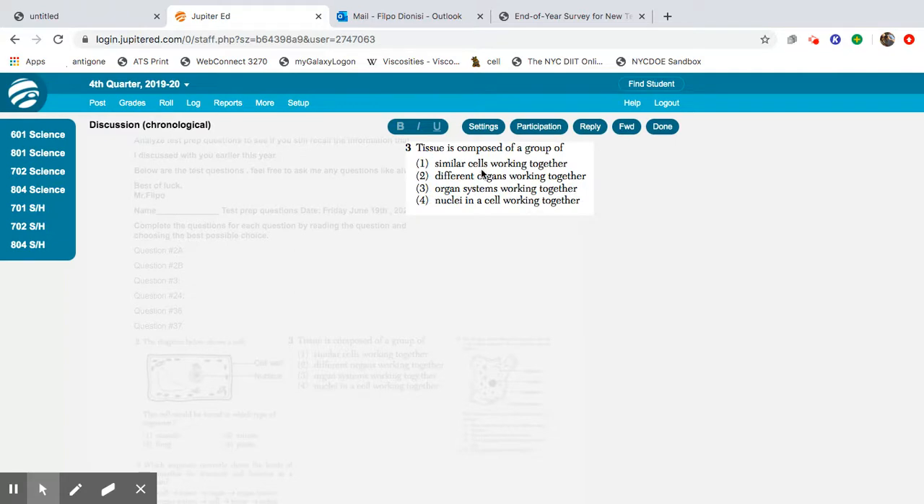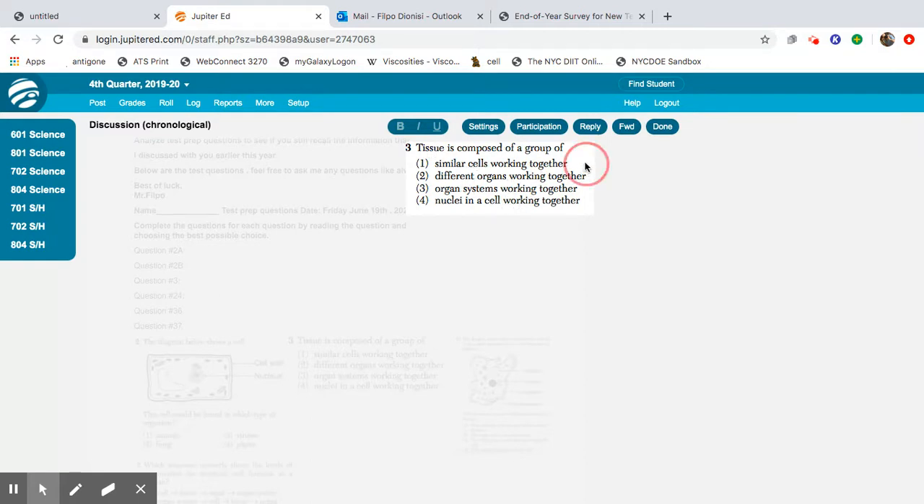Okay. 3. Tissue is composed of a group of similar cells working together, different organs working together, organ systems working together, or nuclei in a cell working together. So you have to know the organization from cells to tissues to organs to organ systems to organisms. A tissue is a specific part in that organization, and I'm not going to give away the answer. I want you guys to go over this.